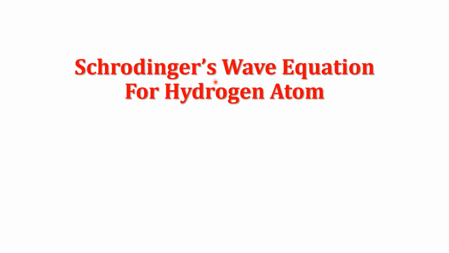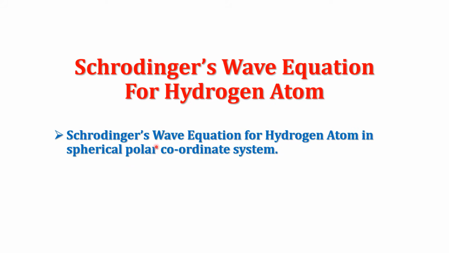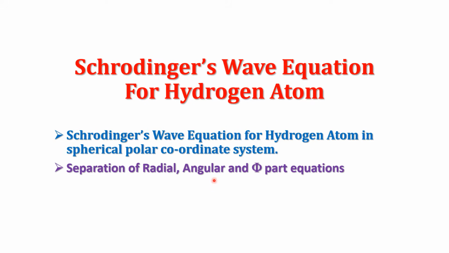Today we discuss another application of the Schrodinger wave equation for the hydrogen atom or hydrogen-like atom. In this case, firstly we obtain the Schrodinger wave equation for the hydrogen atom in the spherical polar coordinate system, and from that equation we separate three separate equations for the radial, angular and phi parts. Here we find the potential energy of an electron for the hydrogen atom.